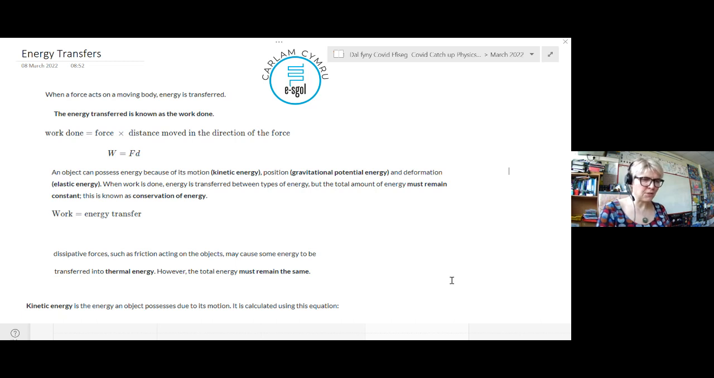Yes, we will be doing energy transfers and work done. I've lifted all of these definitions from the digital resources on the WJEC website. Before I go over those resources, I would like to show you a clip and talk you through the definitions that we are going to be looking at.